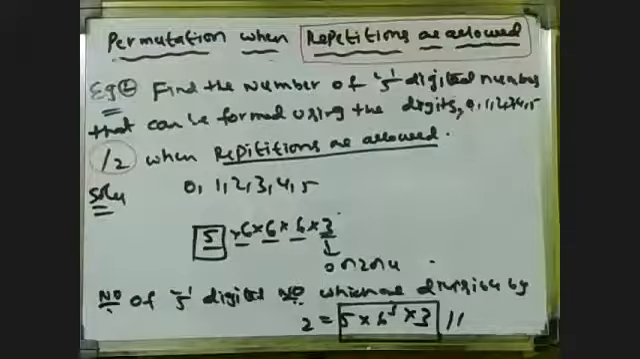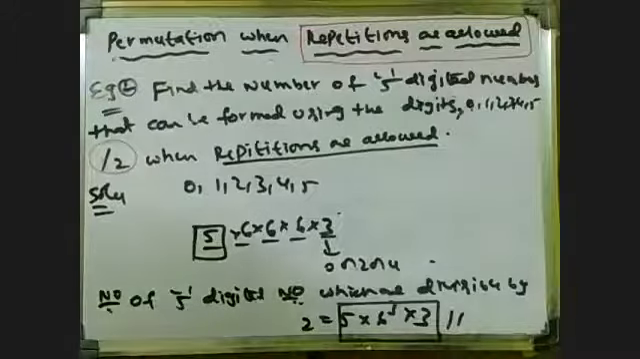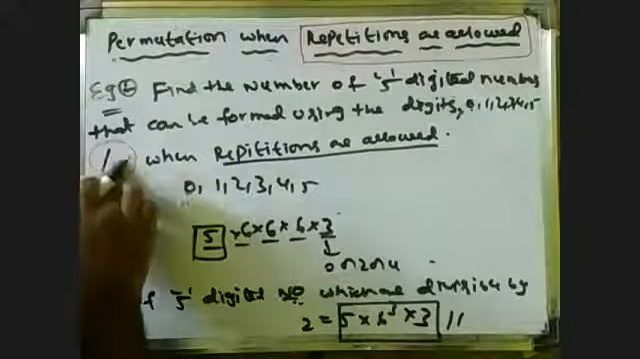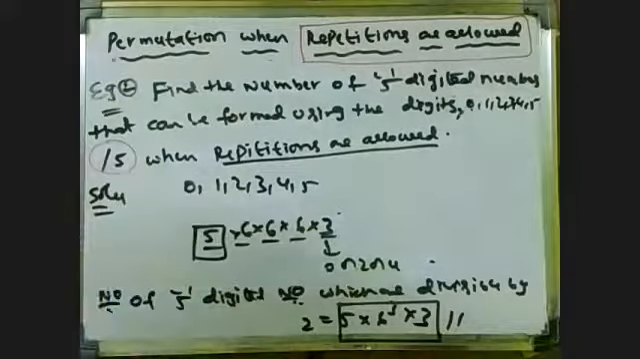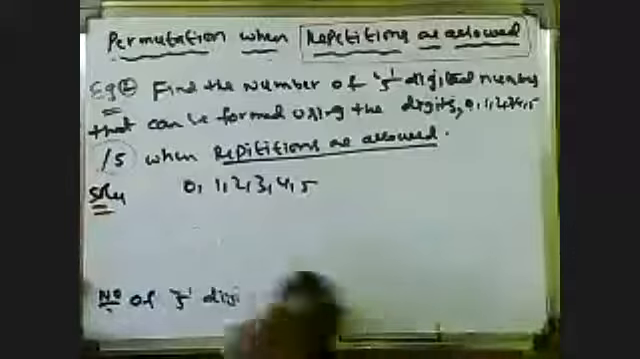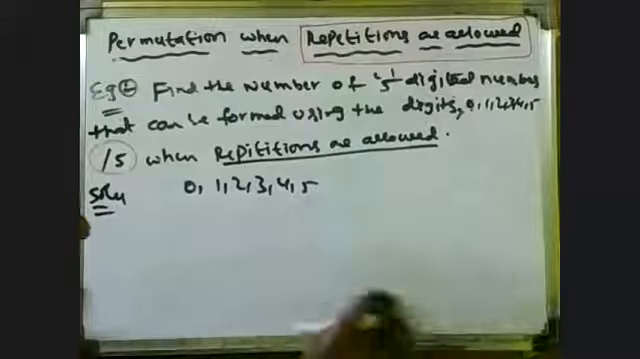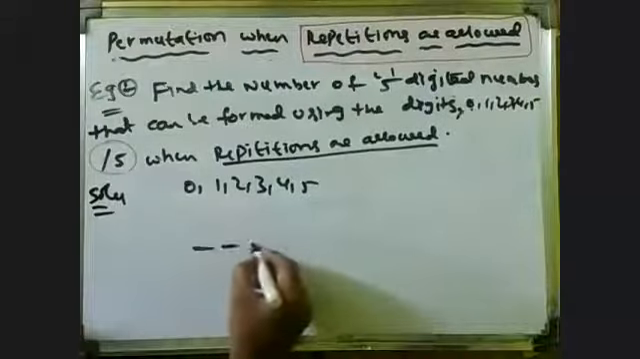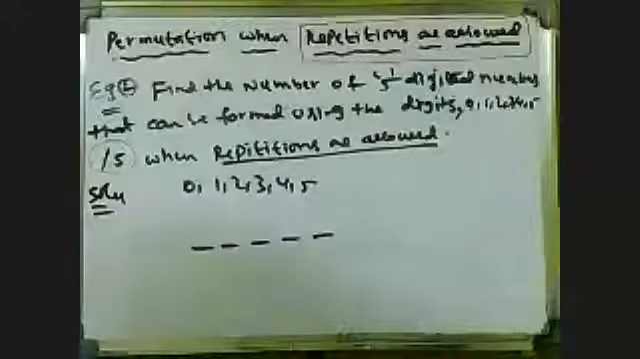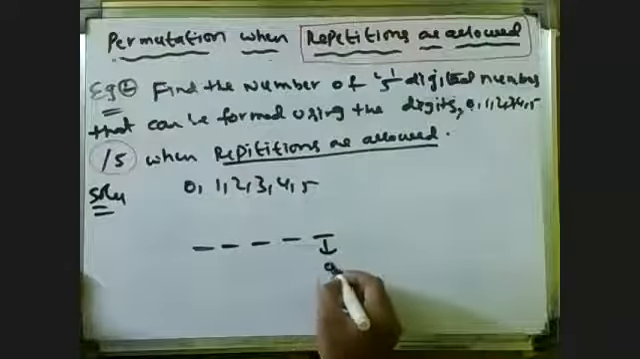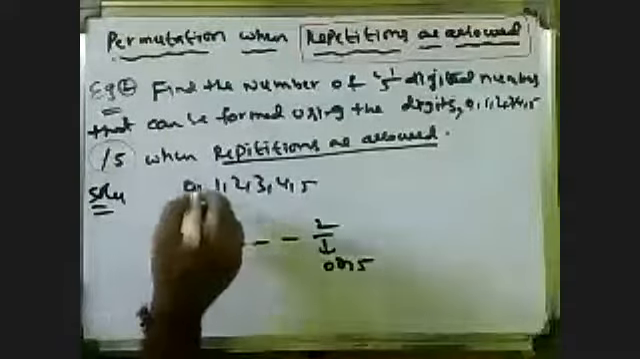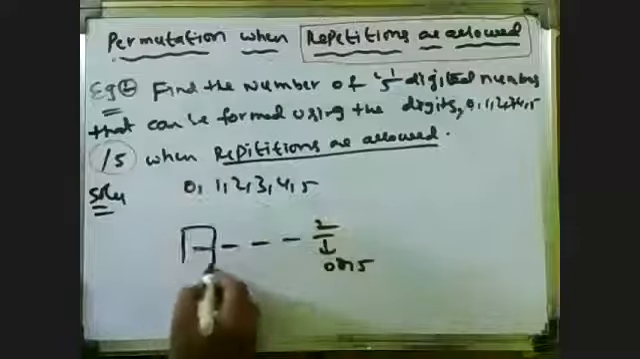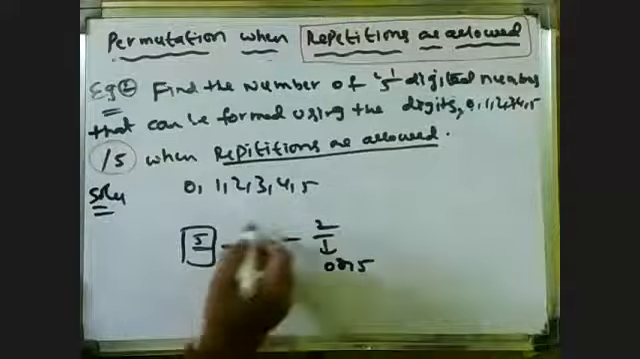Suppose I want the 5-digit number which is divisible by 5 when repetitions are allowed. So let me explain. A number is said to be divisible by 5 if the last place is filled by either 0 or 5. This can be done in 2 ways. Now the first place should be filled by a non-zero number, right? So there are 5 numbers. Again here 6.